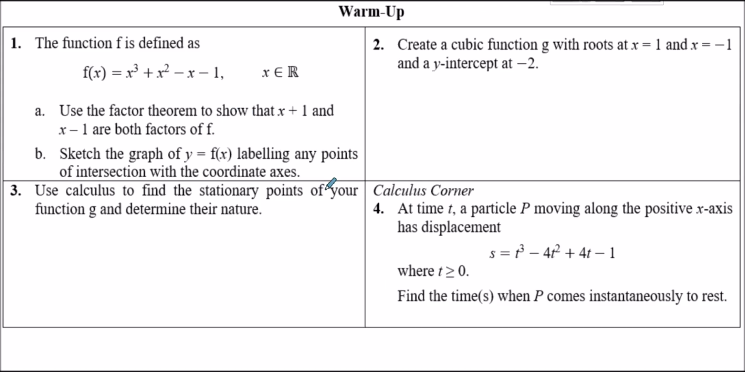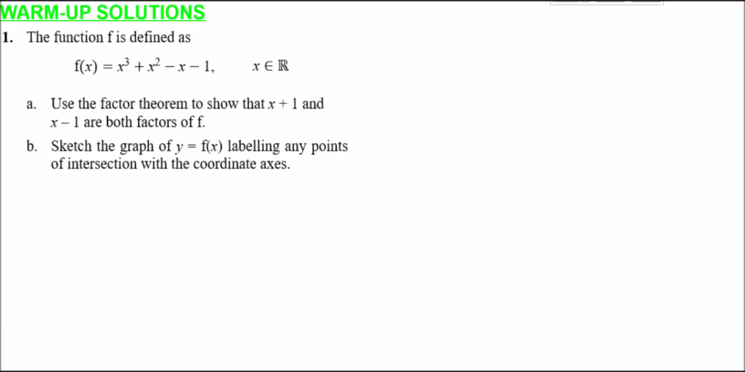So let's have a look at the solution to question 1. We have this function here, f of x equals x cubed plus x squared minus x minus 1. We need to use the factor theorem to show that x plus 1 and x minus 1 are both factors of f. So first of all, to show that x plus 1 is a factor, we need to try the function of minus 1.